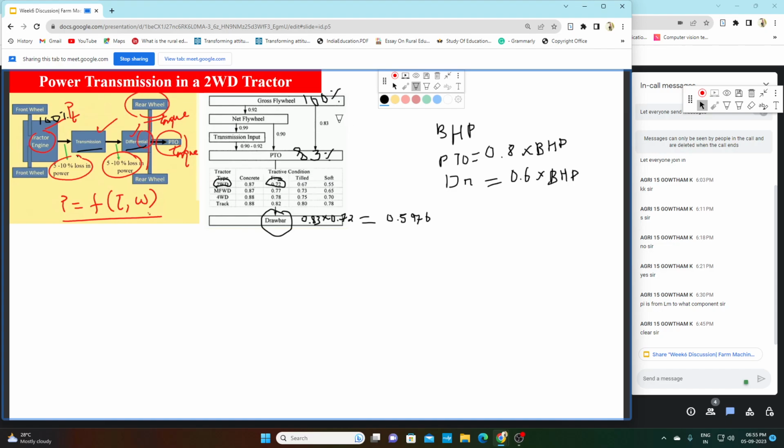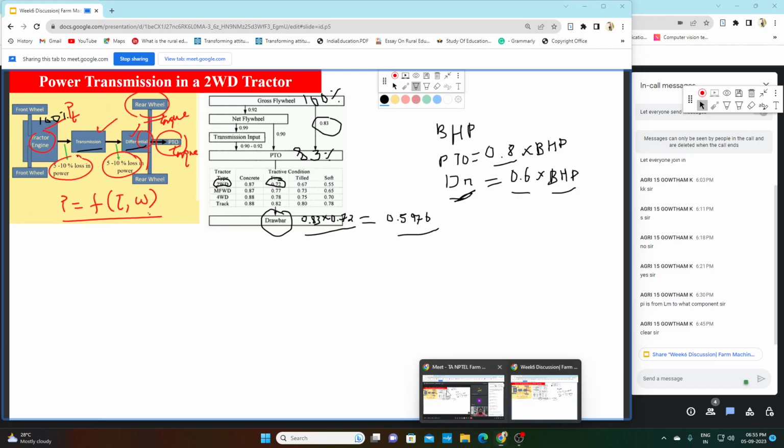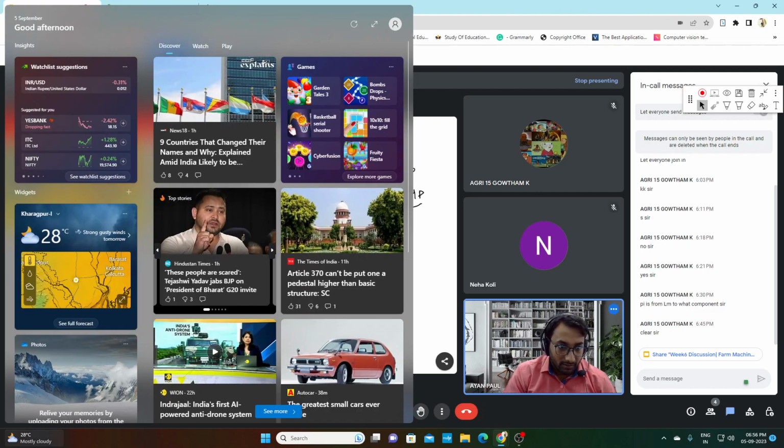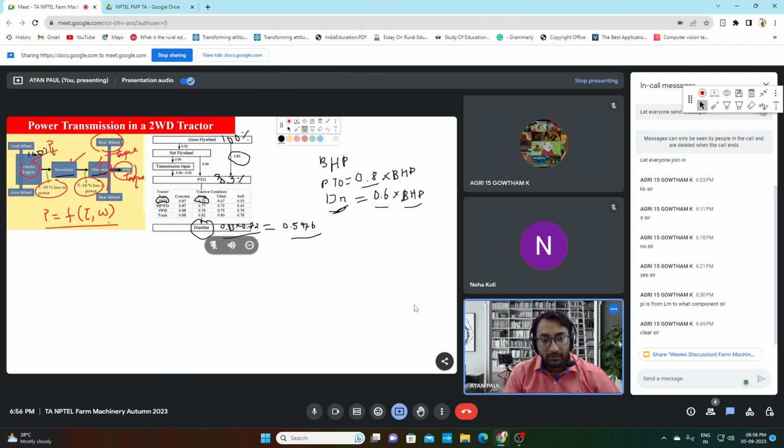Okay, and what is the percentage of that reduced power? That is equal to 83% of the BHP. That is why approximately we write 0.8 into BHP. And drawbar power, if you multiply 0.83 with the two-wheel drive condition on firm type of soil, that is 0.83 into 0.72, that comes as 0.5976. That is why we generally write drawbar power as 60% of the brake horsepower. So is this concept clear to you all?